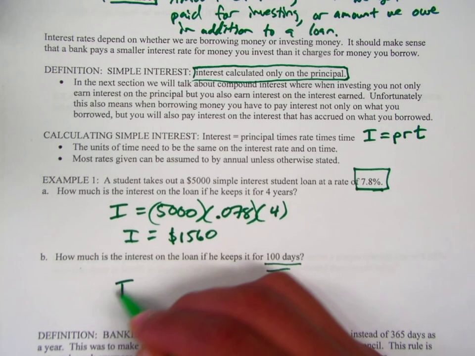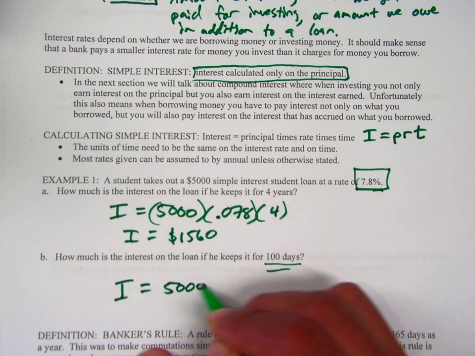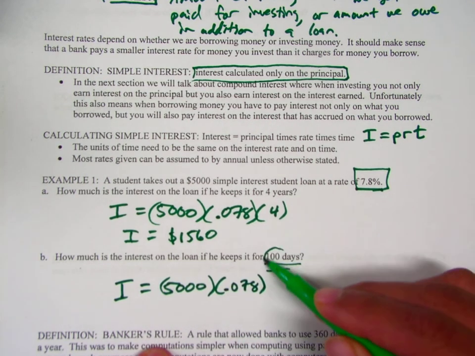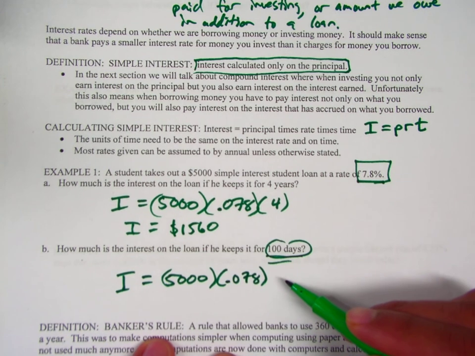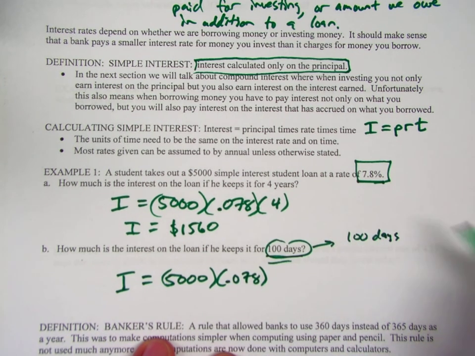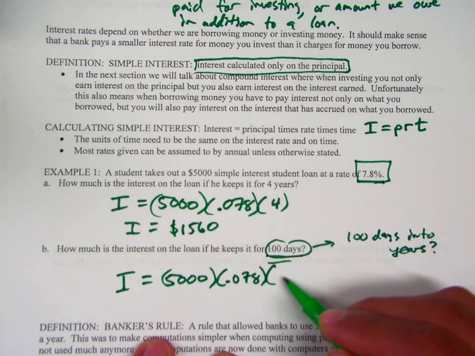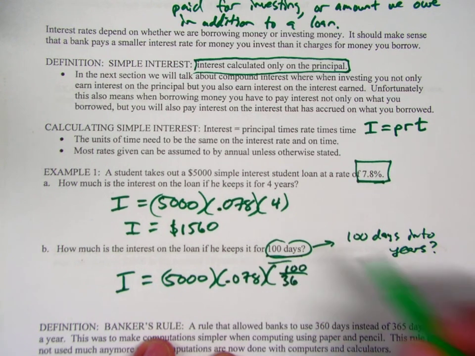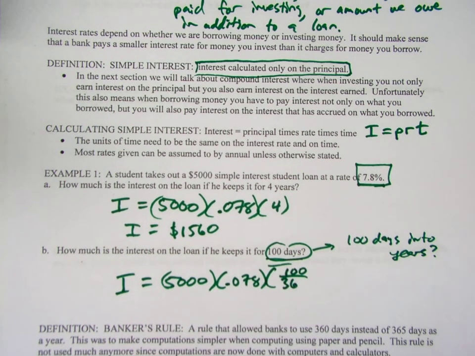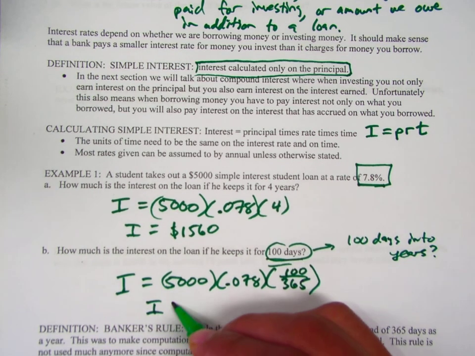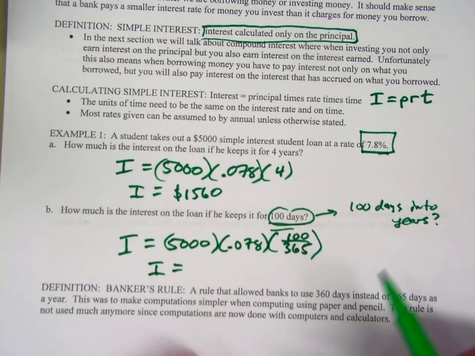Okay. So same setup. $5,000. Still 0.078 a year. But now this, we're not going to plug in 100 because that would be like 100 years. Does that make sense? We have to convert 100 days into years. Do you guys know how to do that? So it's 100 out of 365. I'm going to use that. Okay, so type that in.